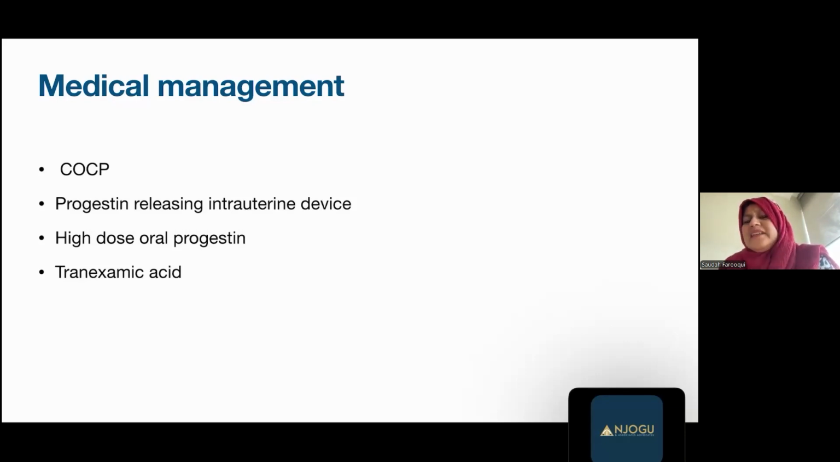So we recommend that from your first or second day of your periods, for a couple of days. It will reduce the volume of your bleeding.